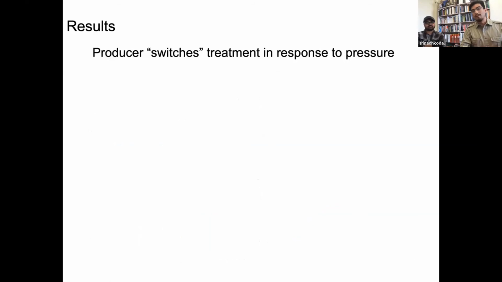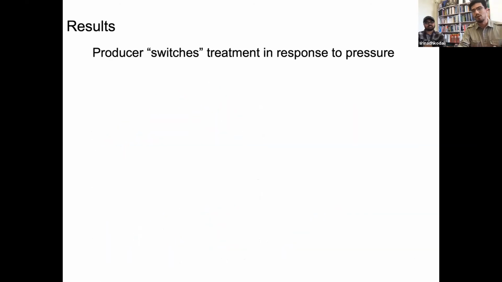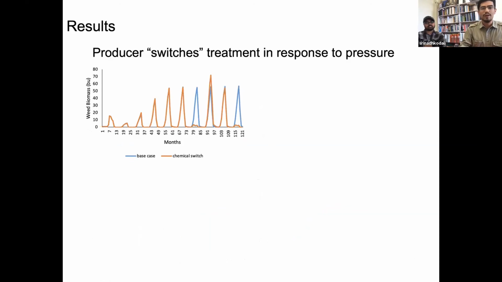Now, the results that I'm about to show you right now take into account a switch, a chemical switch, once the farmer reaches a certain threshold of the effective kill rate. So for the most part, the weed biomass for both the base case, which are these set of graphs I showed you before, and the chemical switch, they're the same for the first 6 years up until time 79, where we see a dramatic decrease. However, some years the weed biomass actually peaks off and is greater than the base case.